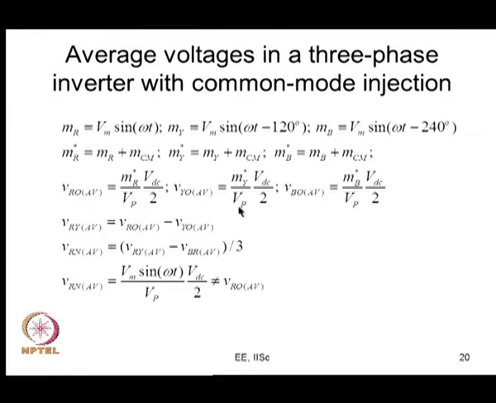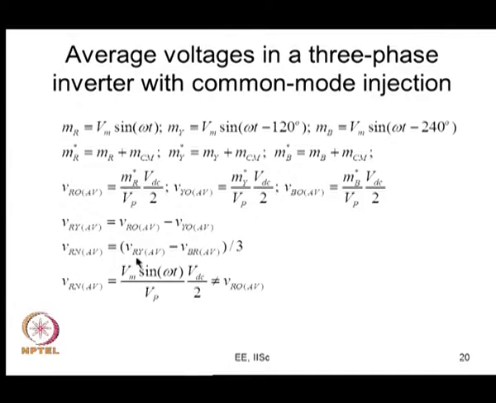And so, this is your VRO average, which depends on MR star, and you need to scale the modulating signal with respect to the carrier peak and multiply by VDC by 2, that is what it is. Similarly, it is MB star by VP into VDC by 2. What is your VRY average? It is VRO average minus VYO average. Now, when you do this, you are subtracting MR star minus MY star, the whole by VP into VDC by 2. When you subtract MR star minus MY star, there is MCM here and there is also MCM here, that gets cancelled. So VRY average will not contain the common mode components at all.